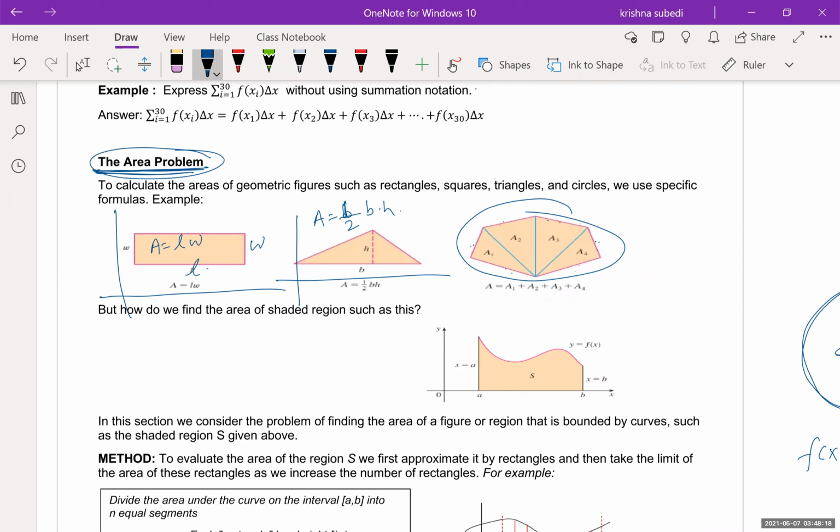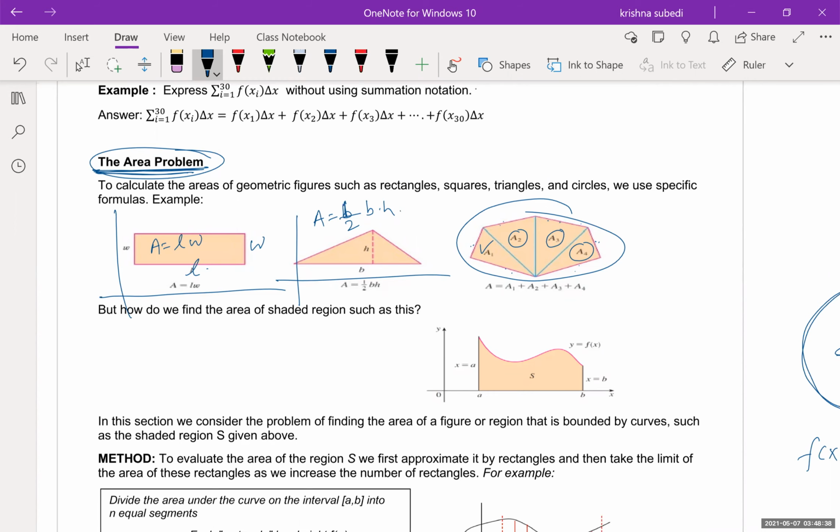So what you can do is divide this hexagon into different triangles, and you know how to find the area of a triangle. You find the area of this triangle plus this triangle, this triangle, this triangle, and you add them all. So you can find it just using geometry. You can find the area of this hexagon.